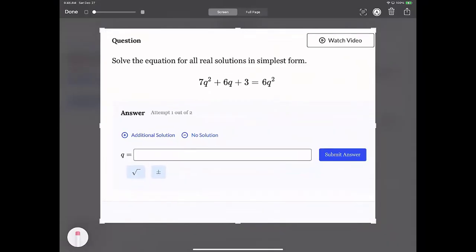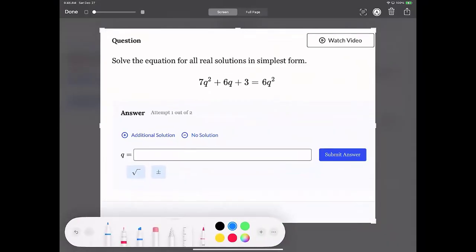All right, this quadratic equation is not equal to 0, so I got to set it equal to 0. So I'm going to subtract 6 squared, which means I'm going to subtract 6 squared from over here as well. And so this is going to be 1q squared plus 6q plus 3 equals 0. And that means the A is 1, the B is 6, and the C is 3.